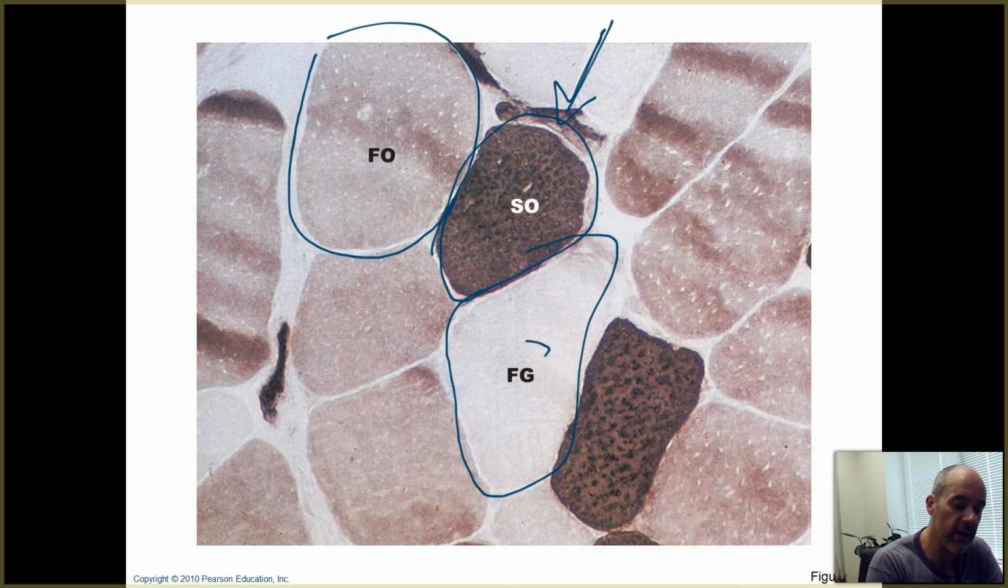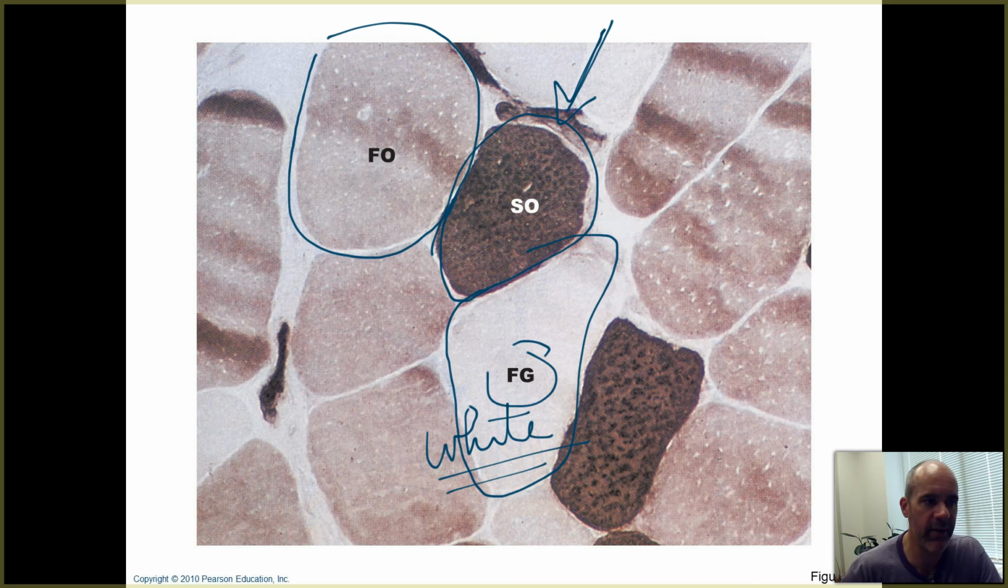Then your fast glycolytic fibers, those are your white fibers, don't have a lot of myoglobin, don't bind a lot of oxygen gas, don't need to do any extracellular respiration for muscle contraction. So they have a whitish color to them. And then the fast oxidatives are in between, so they have kind of a light pink color. Because again, their functions are kind of in between the other two. So they have some myoglobin, but not nearly as much as those SO or slow oxidative type fibers.